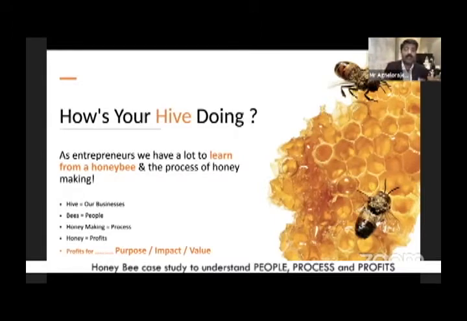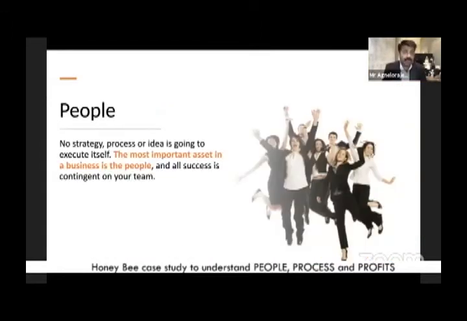You can see the beautiful color, the liquid gold, which is called honey, is the actual profit that the organization makes. So profits need to be for a strong purpose. Profits need to be for a strong impact, and profits need to be to create value in the ecosystem that we sustain, survive, work, pray, and grow. People are the most important aspect in this three-word system that I want to discuss: the people, process, and profits.